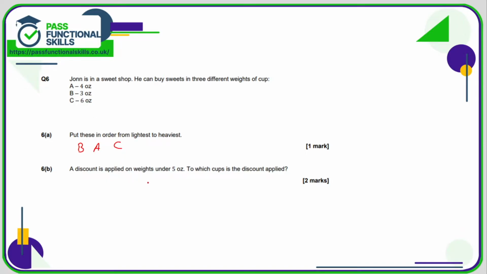A discount is applied on weights under 5 ounces. So which of these are under 5 ounces? That's A and B. Really easy question.